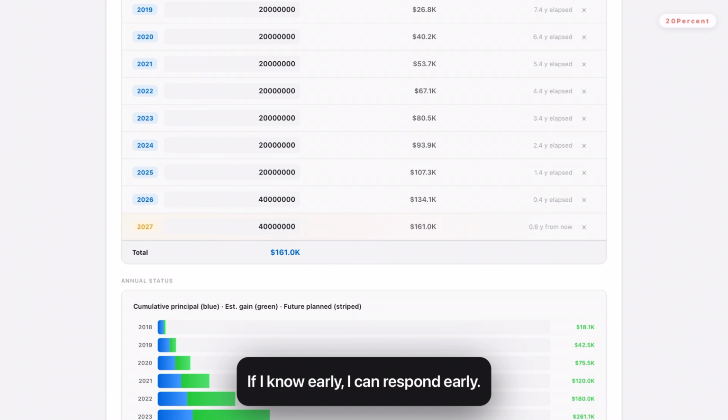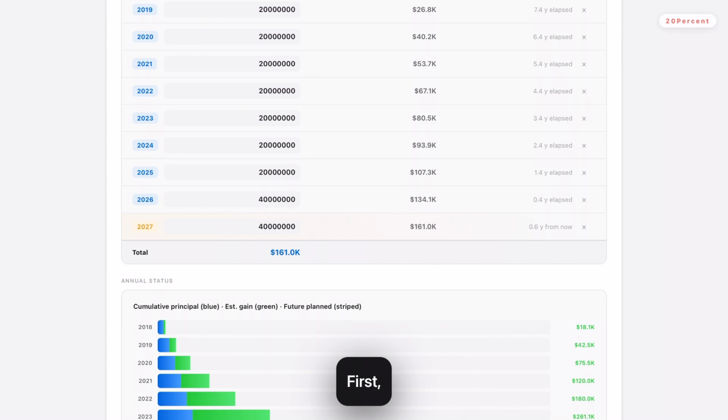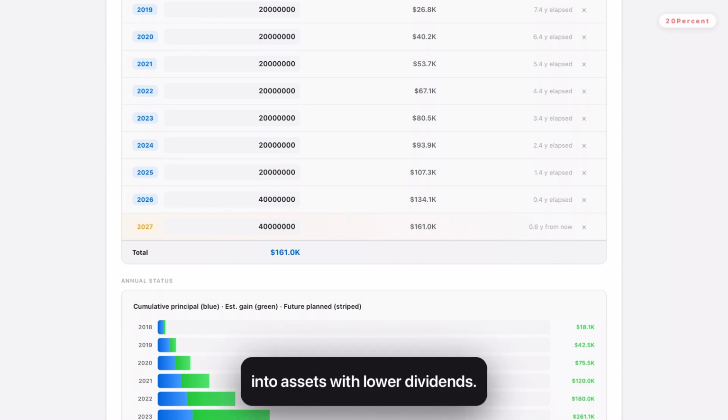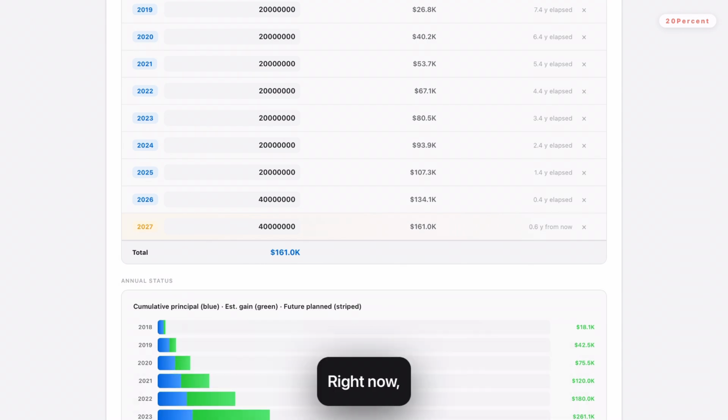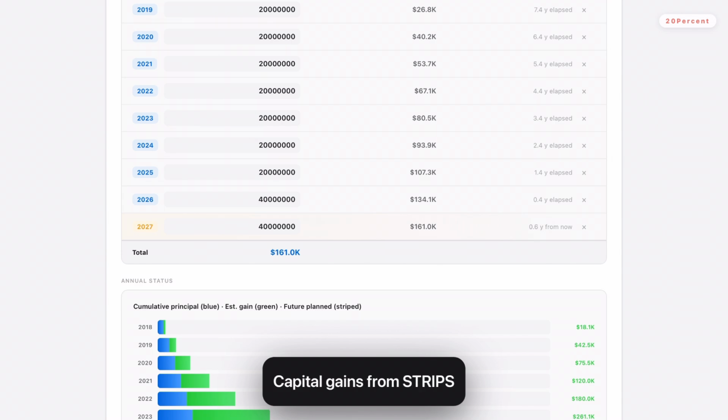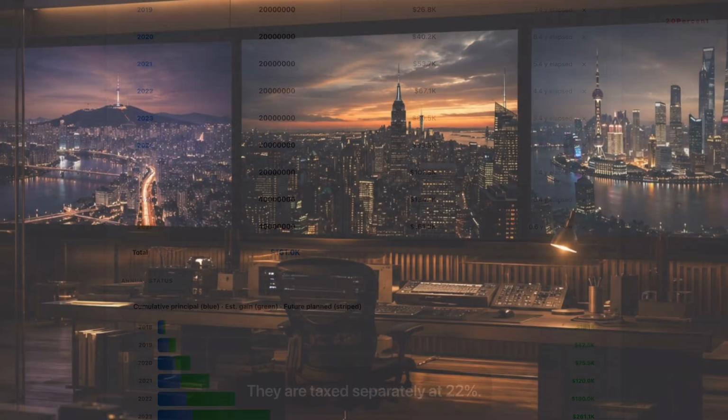If I know early, I can respond early. There are broadly two ways to respond. First, I can shift part of the portfolio into assets with lower dividends. Second, I can gradually move into bonds, such as U.S. strips that pay no distributions. Right now, I prefer the second option. Capital gains from strips are not combined with other income under this tax treatment. They are taxed separately at 22%.